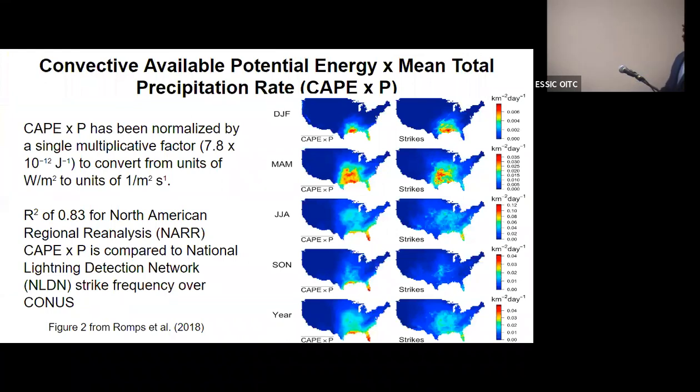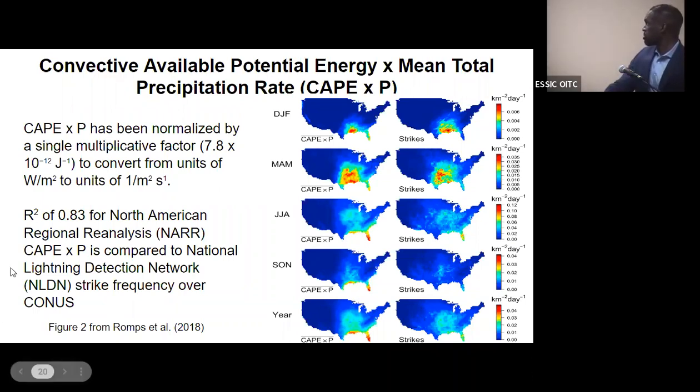So we analyzed the cloud top height parameterization. And we wanted to see, there are lots of other proxies for lightning. And one of those is CAPE times a total precipitation rate. And this proxy was developed by David Romps.